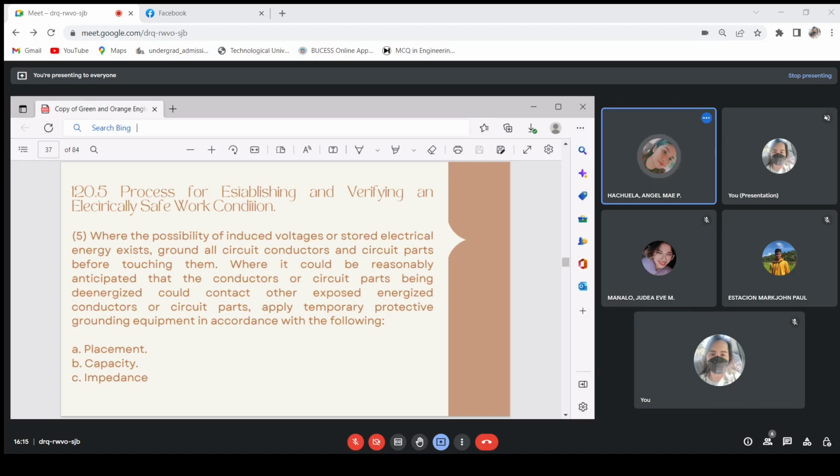Letter B is the capacity. Temporary protective grounding equipment shall be capable of conducting the maximum fault current that could flow at the point of grounding for the time necessary to clear the fault. Last is the impedance. Temporary protective grounding equipment and connections shall have impedance low enough to cause immediate operation of protective devices in case of unintentional energizing of the electric conductors or circuit.